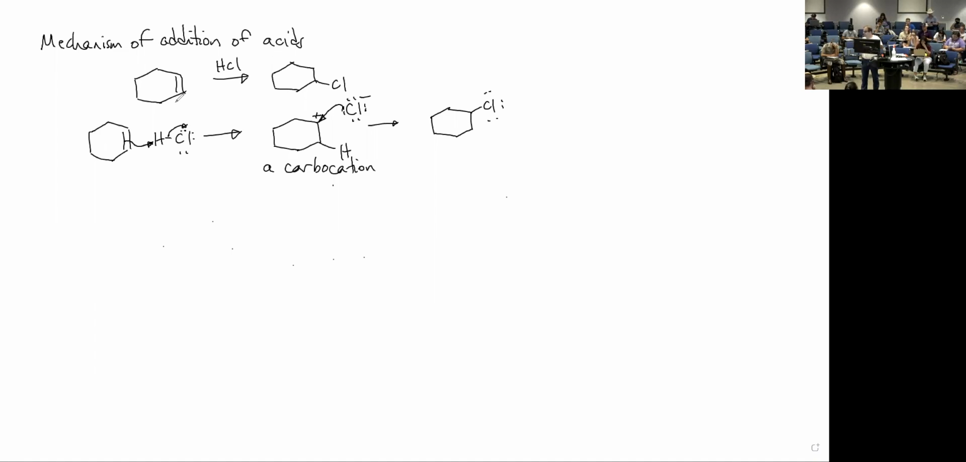So it makes us ready to tackle the question of what happens if you've got an unsymmetrical alkene. Here I chose a symmetrical alkene so as to avoid the issue. But if you have an unsymmetrical alkene and an unsymmetrical reagent, how do you know what's going to be the major product? How do you know what you're going to get? And that's where Markovnikov's rule applies.